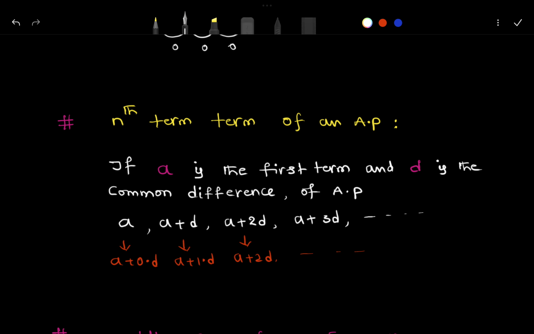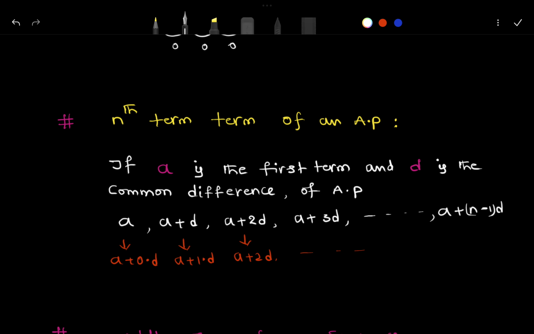So by observing these terms, you can say that the nth term will be a plus n minus 1 into d. The nth term of the arithmetic progression will be denoted with an or tn. The first term is a1, the second term is a2, the third term is a3, and so on. This one is an or tn.